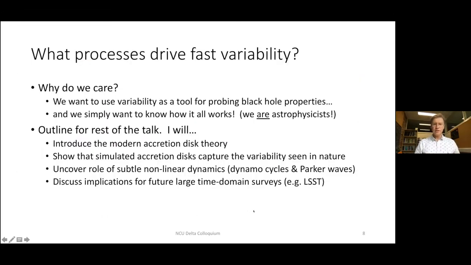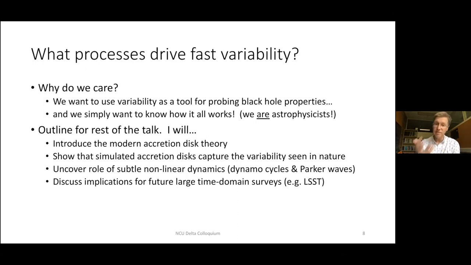So, what processes drive this fast variability? Well, let me first address the question of why we care about this. There are two answers. One is that we can use observations of the variability as a probe for the properties of the AGN itself. What I will show you a little later is that different AGN have different variability characteristics. Some of them are varying more slowly and some of them faster.